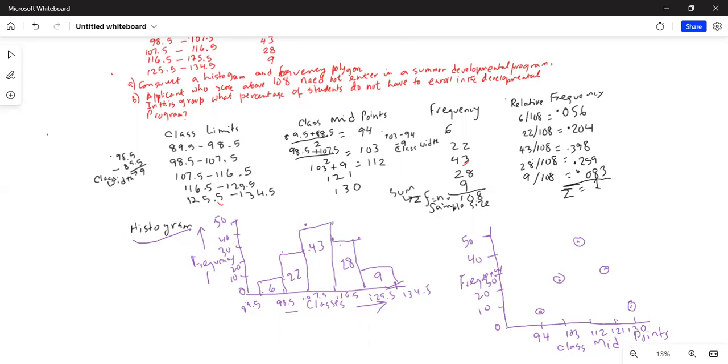Now, in frequency polygon, we subtract 9, the class width, on the left. 94 minus 9 is 85. So 85 over here. There is no frequency at 85, so it is 0. Also on the right, to the last midpoint, we add 9. 130 plus 9 is 139. That's the last midpoint, but no frequency in that class, so it begins at 0. So the frequency polygon will look like this. Okay, and that's your frequency polygon.